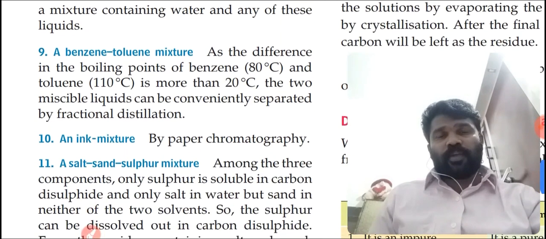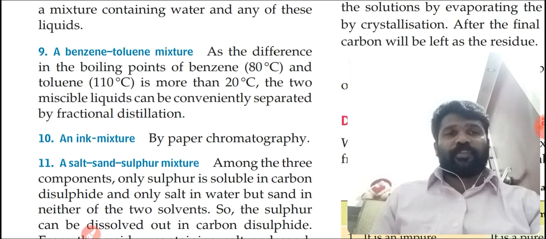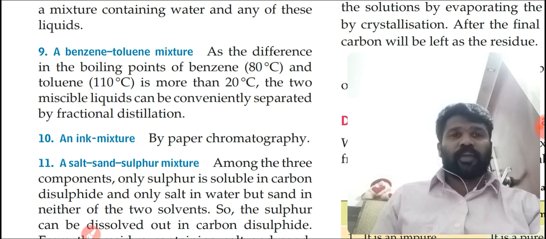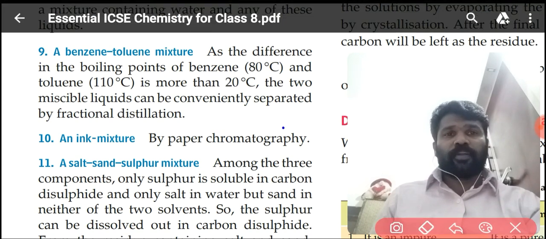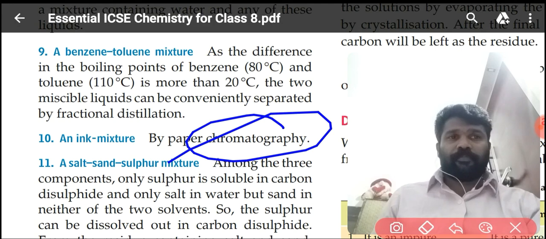Now the next example, a benzene and toluene mixture. Which method is possible here? Fractional distillation, because benzene and toluene are both liquids. As the difference in boiling points of benzene and toluene is more than 20 degrees Celsius, the two miscible liquids can be conveniently separated by fractional distillation. Now an ink mixture can be separated by chromatography.